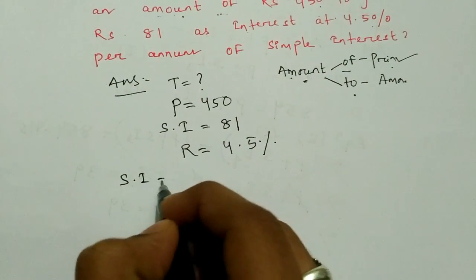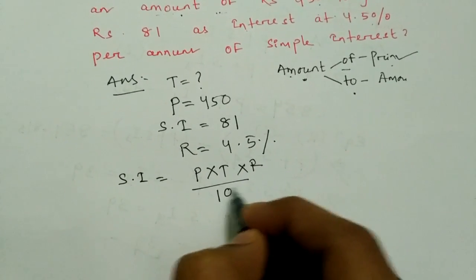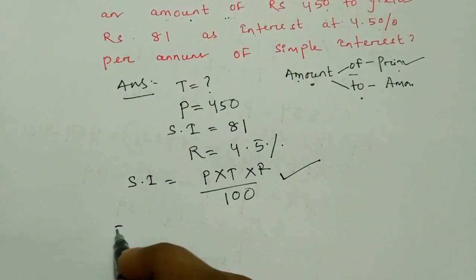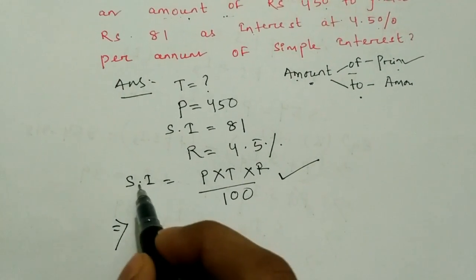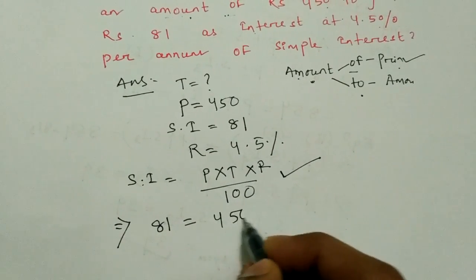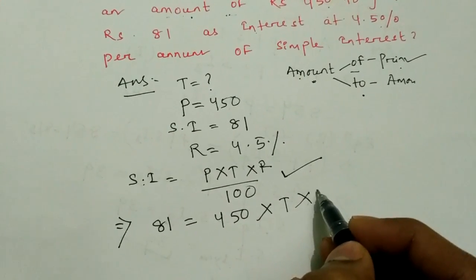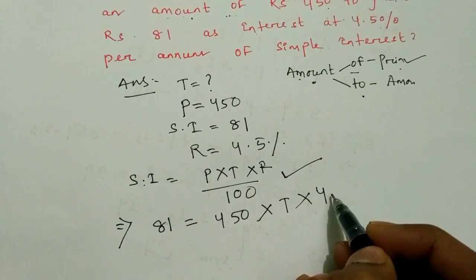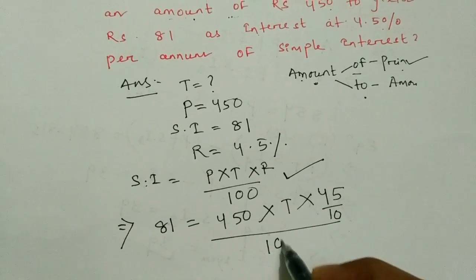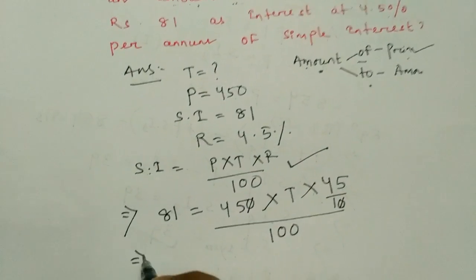Simple interest will be P into T into R by 100. I have written this formula so many times that you have already memorized it. So simple interest is given as 81, principal value is 450, time period is not given, so we put T, and rate of interest is 4.5%, so I can write 45 by 10, divided by 100. So 10 cancels.